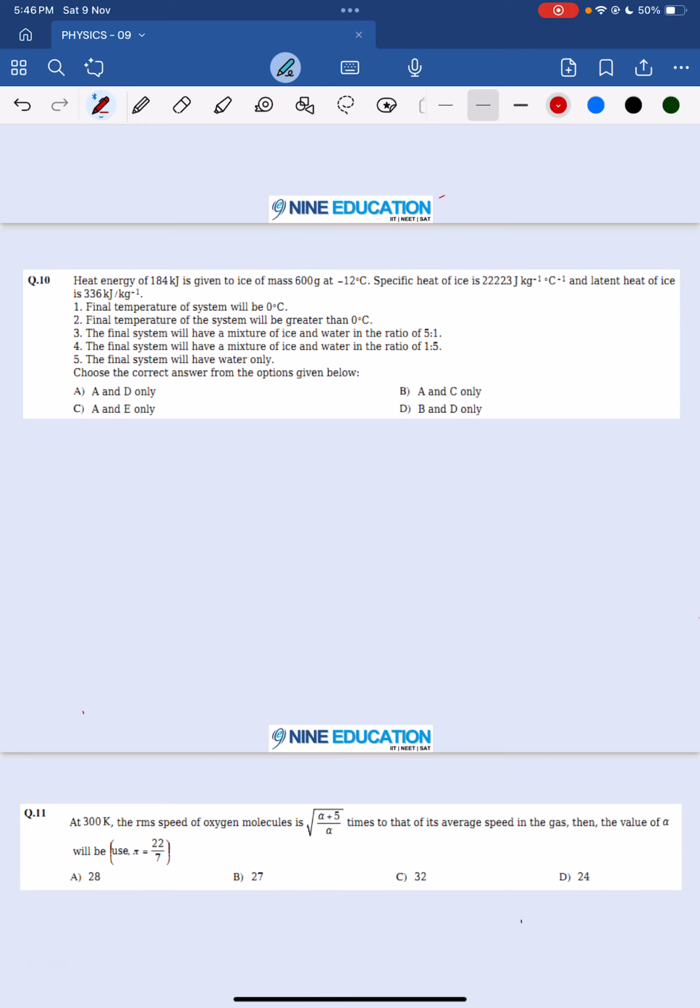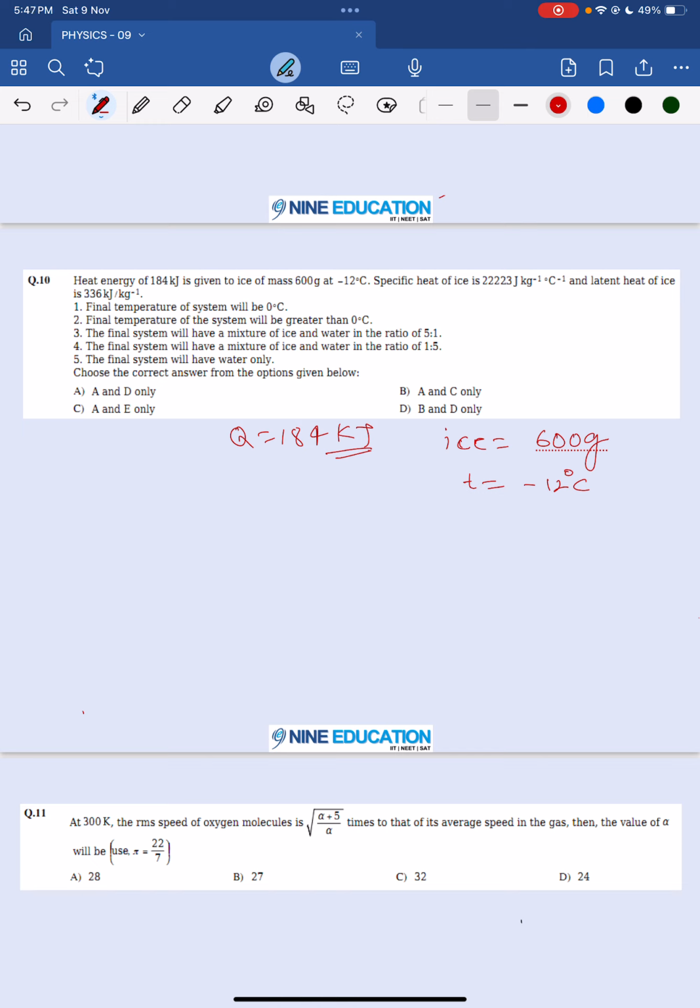Next one. We are able to see that heat energy of 184 kilojoule, 184 kilojoule heat is given to ice. How much ice is there? Ice is 600 gram. And what is the temperature of the ice? The temperature of the ice is minus 12 degrees Celsius. The specific heat capacity of ice is also given, it is 2223, correct? And latent heat is also given, 336.